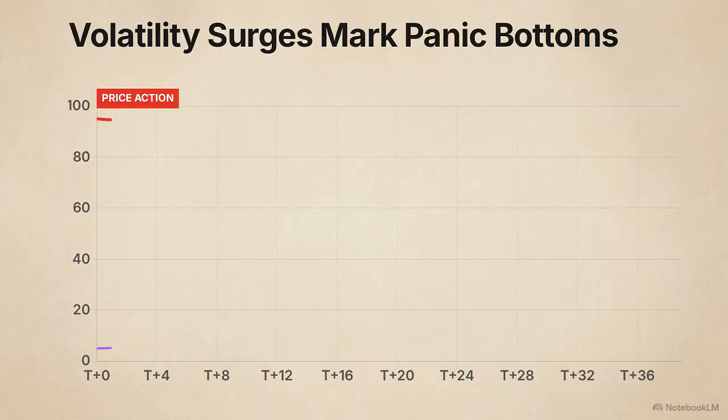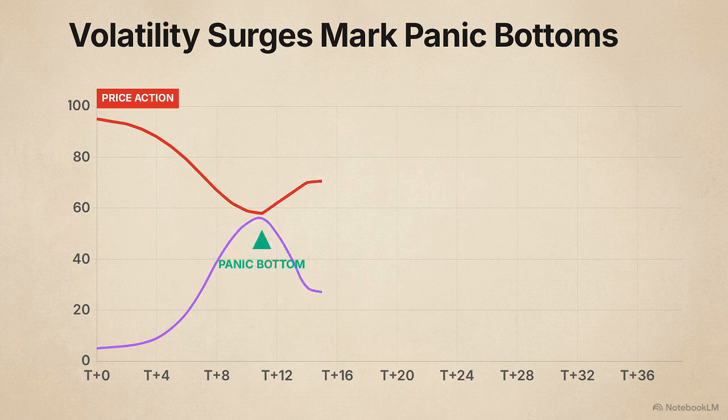When the price line crashes while the volatility line violently surges up, you are seeing a climax of panic selling. This surge often signals that the market has reached a bottom, making a sharp reversal imminent.